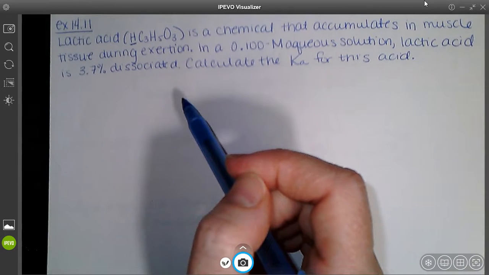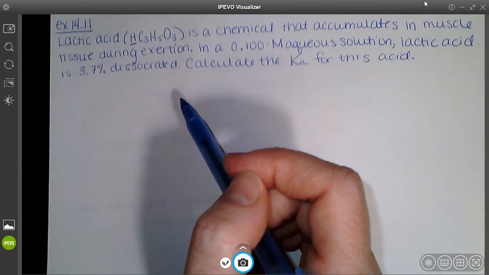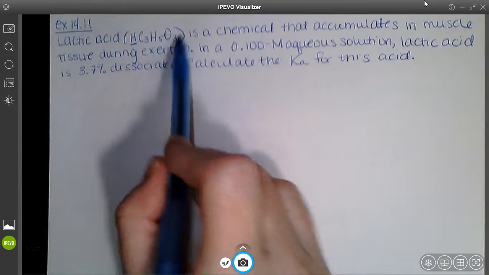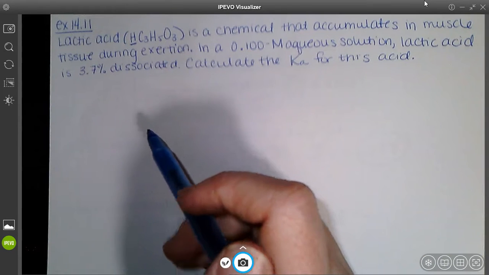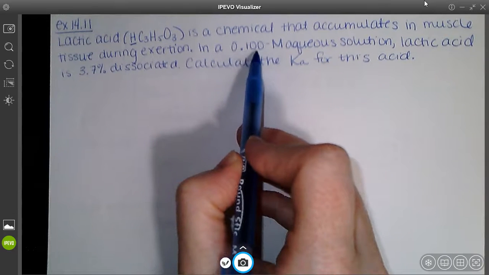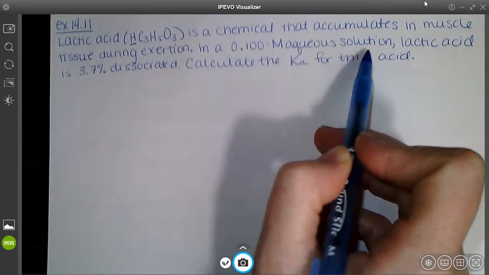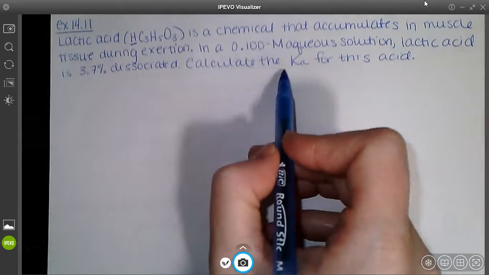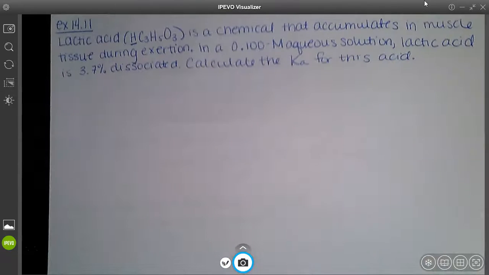So it's when you really work your muscles really hard, so you start going to anaerobic respiration. This is why you stretch at the end of working out, to get that lactic acid moving so it doesn't cause cramps. Anywho, in a 0.100 molarity aqueous solution, lactic acid is 3.7% dissociated. Calculate the Ka for this acid.